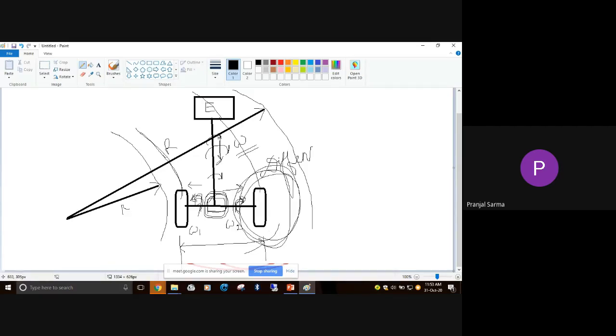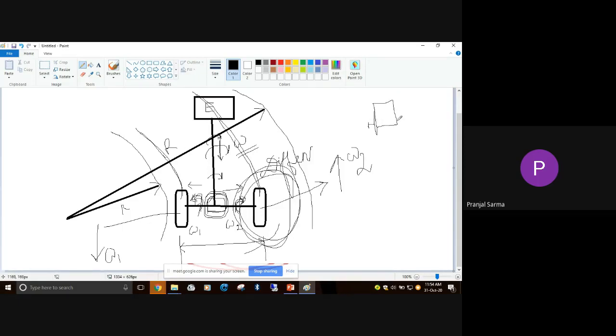While taking the turn, you can easily see both the wheels should actually traverse different distances. This wheel has to traverse more distance compared to this wheel. That means the velocity given to this wheel should be more, and the velocity given to this one should be somewhat less. So that ultimately, once the turn is over, the vehicle is there properly.